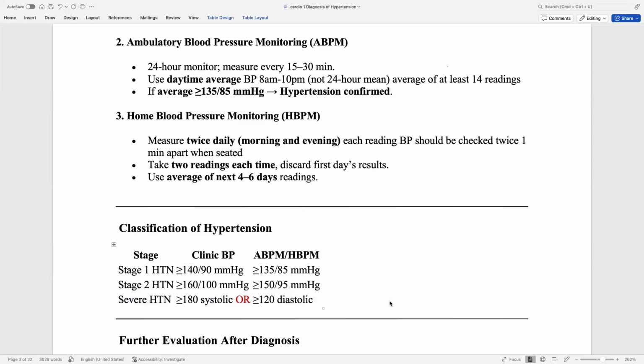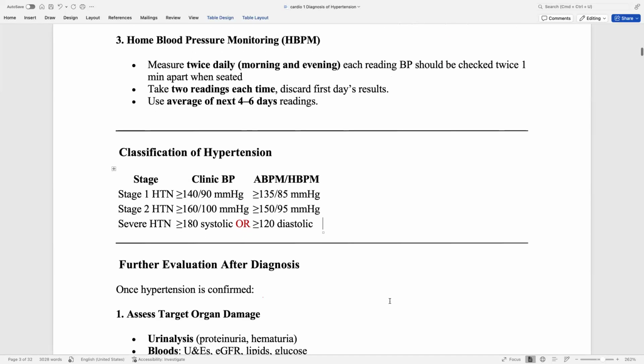Why am I saying this? Because you'll be asked, what is this? Why are you referring this patient? You cannot say accelerated, sometimes malignant, sometimes severe, as they are using the terms mistakenly. Severe means a number only.